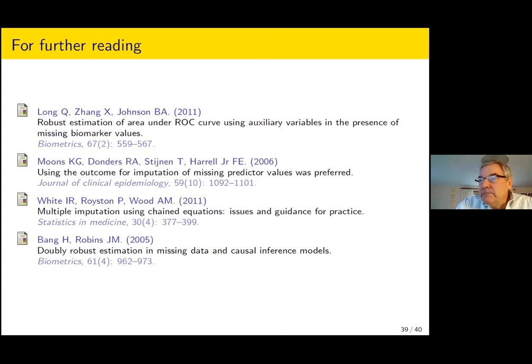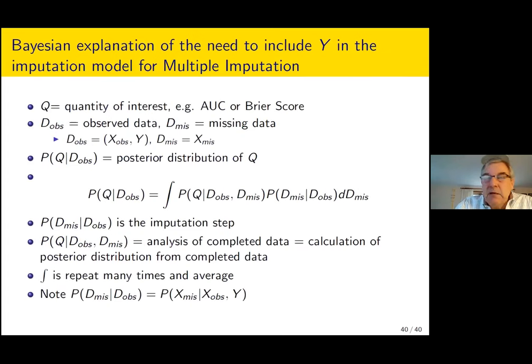So there's some papers here. This first paper, Chi Long, is somewhat related, although they had a different AIPW method. This is the paper by Moon, as I mentioned, with a lot of citations. This is a reference for multiple imputation by chained equations and another reference for augmented inverse probability weighting. So last slide, I wanted to show you the intuitive explanation of why you need to include Y when you do multiple imputation.